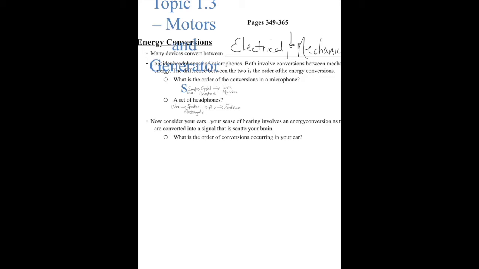So now when you consider your sense of hearing involves energy conversions, converted to signals that are sent to your brain, what is the order of conversions occurring in your brain? Well, your sense of hearing involves the same basic process as a microphone. The mechanical energy of the vibration is converted into an electrical signal. However, in the case of hearing, the electrical signal is transmitted biochemically through nerve cells instead of through wires.